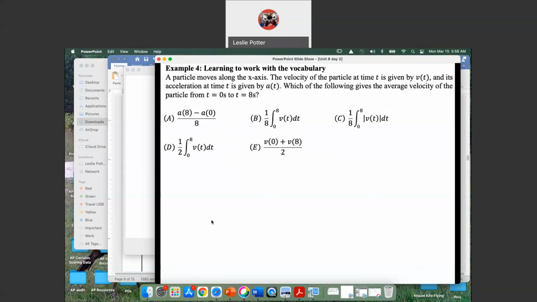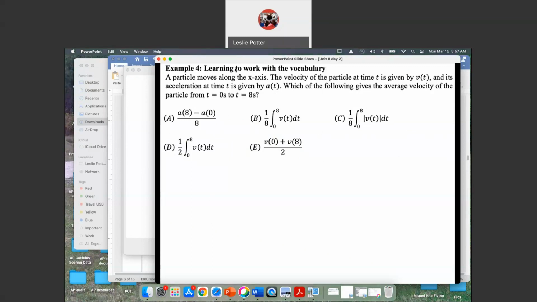All right, let's take a look at this example. Learning to work with the vocabulary. So a particle moves along the x-axis. The velocity of the particle at time t is given by v of t. Its acceleration is given by the function a of t. Which of the following gives the average velocity of the particle from 0 to 8 seconds?